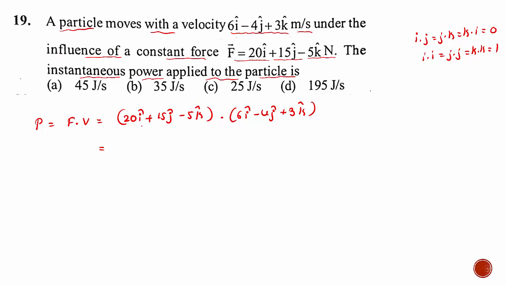So we will get 20 into 6 will be 120. i dot i is 1. 15 into 4 is minus 60. j dot j is 1. Minus 5 into 3 is minus 15. k dot k is 1. So we will get the answer 120 minus 75. That gives 45 and the unit is joule per second. Instantaneous power is 45 joule per second. So option A is correct.